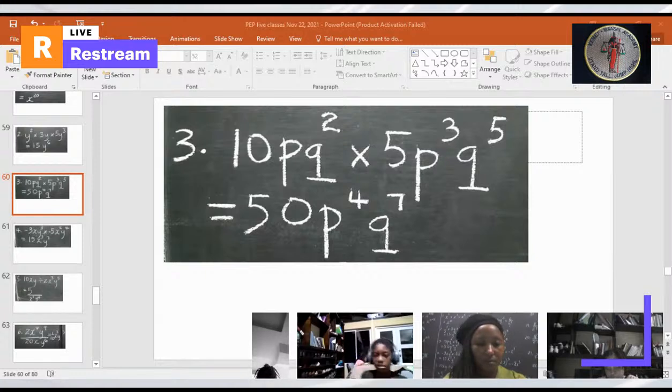Miss, how they got the 50: they multiply the 10 times the 5, the coefficients. That's how they got the 50. How they got the p to the first: p would be the imaginary 1, so it would be 1 plus 3, and that's how they got p to the first. How they got q to the 7: they add the 2 plus the 5, and they got 7.